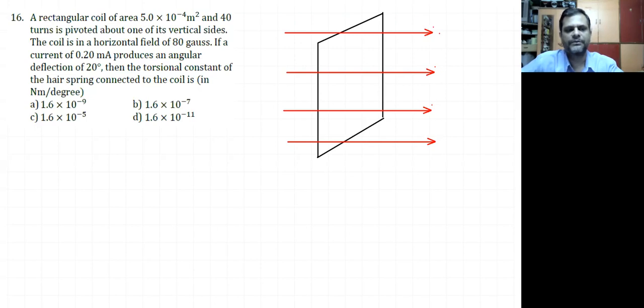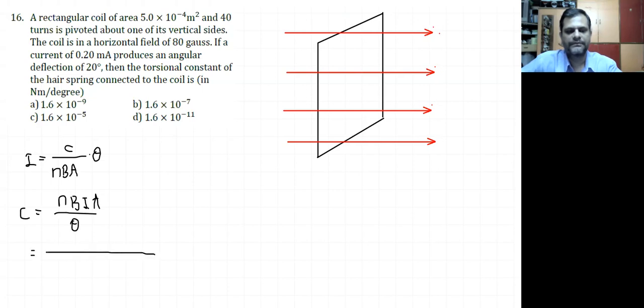इसके लिए हमारे पास फॉर्मूला है θ is equal to NBA upon C into theta. Okay, तो यहाँ पे थीटा दिया हुआ है और टॉर्शनल कांस्टेंट मतलब C हमको निकाल के दिखाना है. तो C के लिए अगर रीअरेंज करेंगे इसको तो हमको मिलेगा NBA upon theta. So just replace all the values here. Number of turns is already given to be 40.